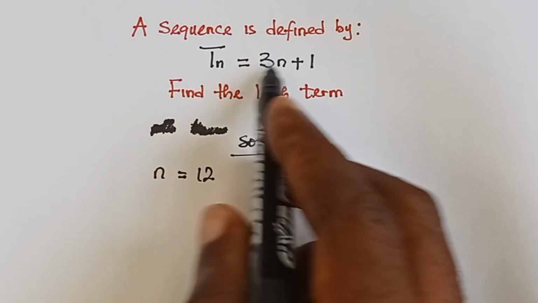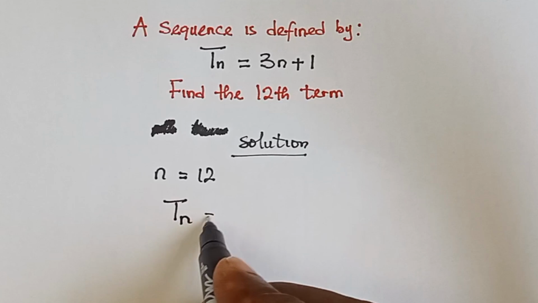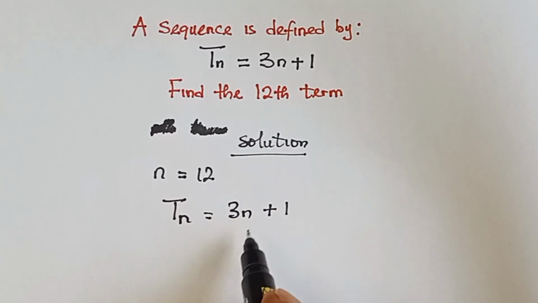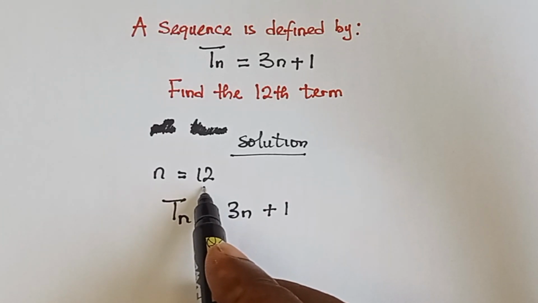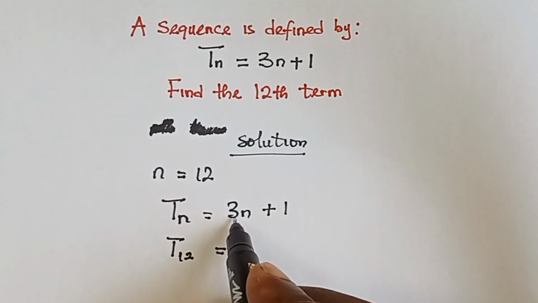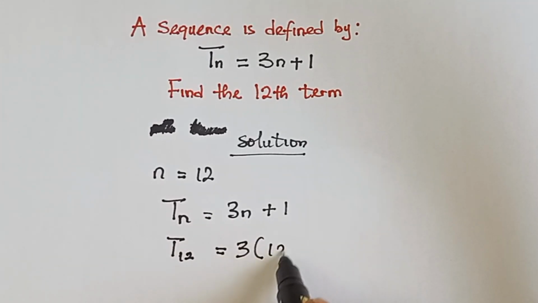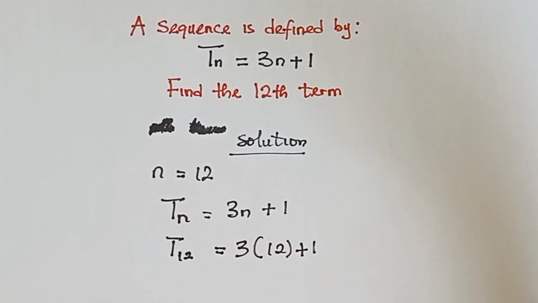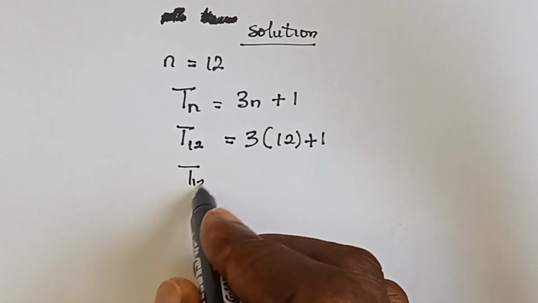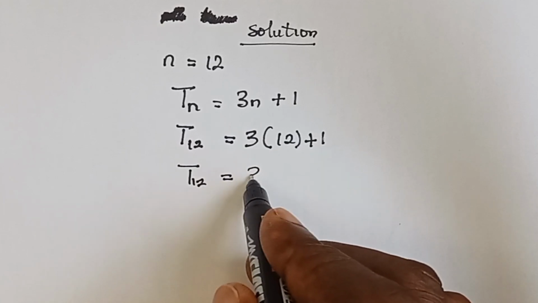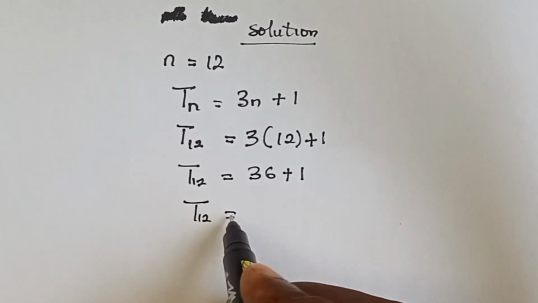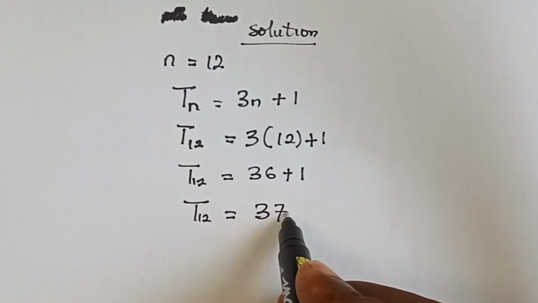So what do we need to do? We write that expression again. Tn equals 3n plus 1. It means that anywhere we see n, we write 12. Right, so now the 12th term equals 3, n is 12, plus 1. Right, so we solve that. The 12th term equals 3 times 12, which gives you 36, plus 1. That shows that the 12th term is 37.